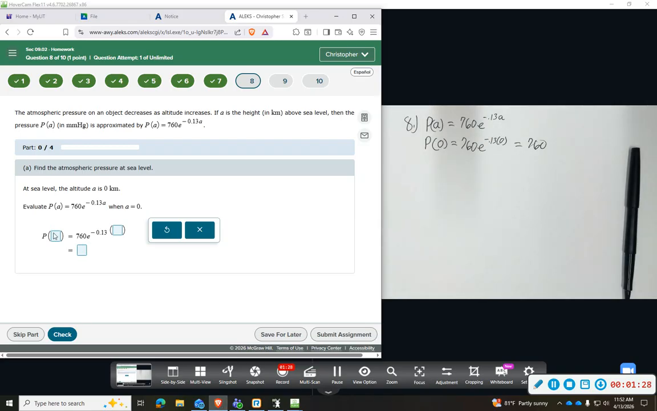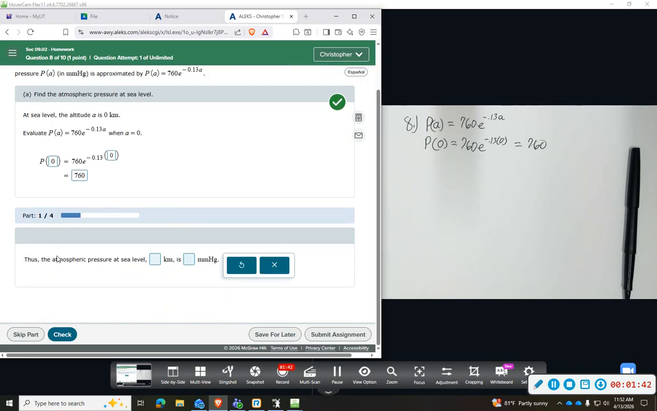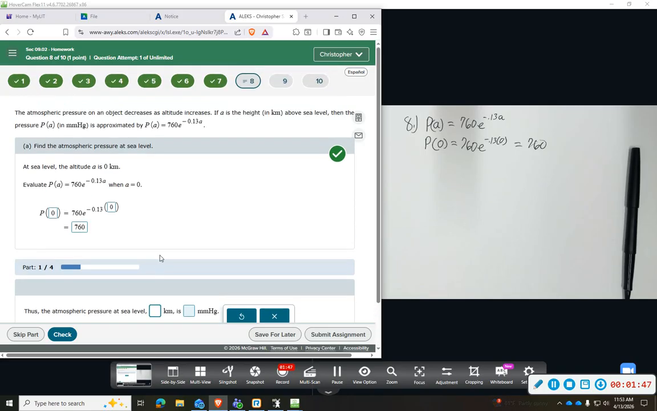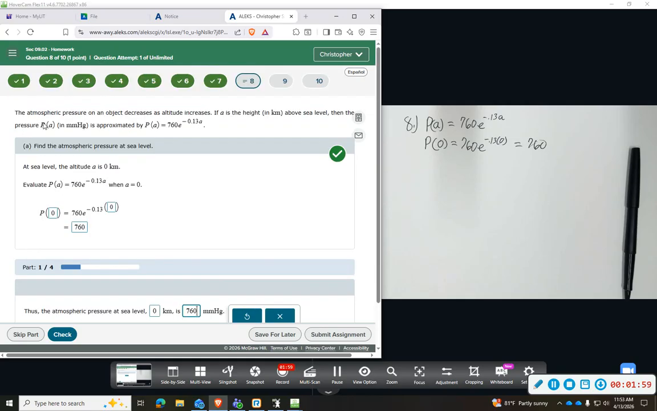So we're going to plug a 0 here, plug a 0 here for both of those A's, A equals 0, and that will just give us 760. You can put it in the calculator if you needed to. Atmospheric pressure at sea level. And so P of A is in here, so 0 km is equal to 760. Kind of put it in terms of the problem. This told us up here the pressure is in mmHg.